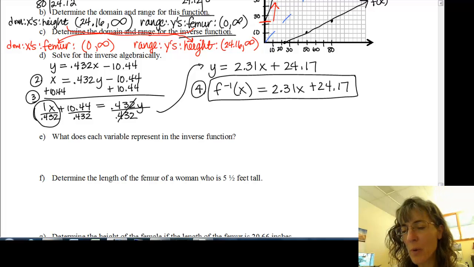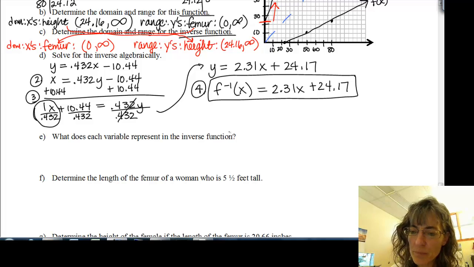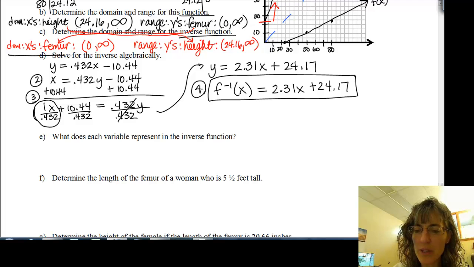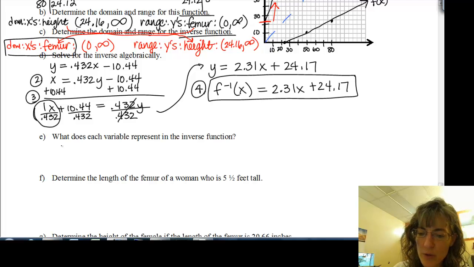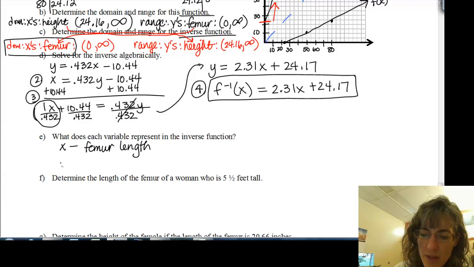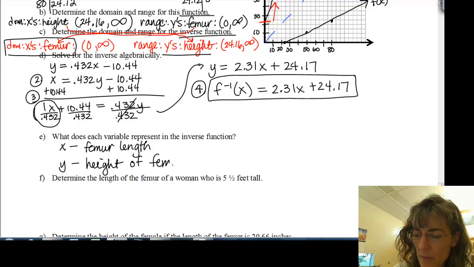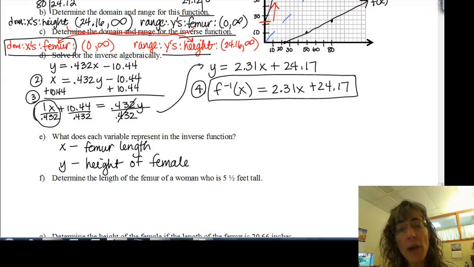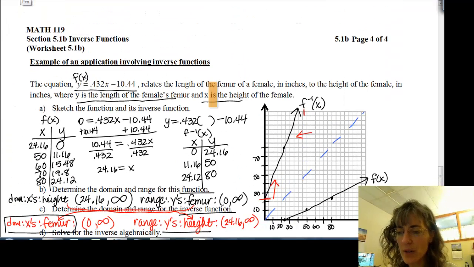Okay, so now we're asking, and we kind of already figured it out, so it'll be pretty quick. What does each variable represent in the inverse function? Remember, we know what they are in the function, and then in the inverse, we actually wrote it down here. So the x represents the femur length, and the y, and this is in the inverse, remember, the y represents the height of the female.